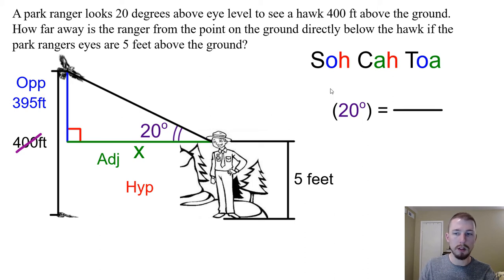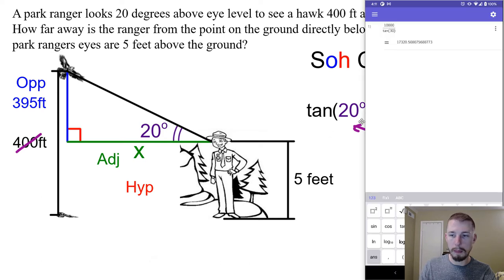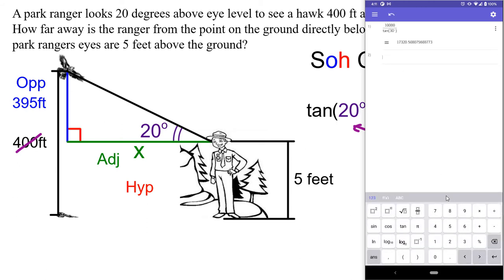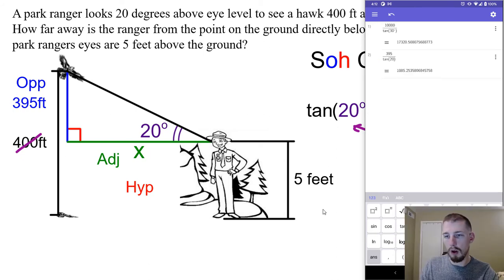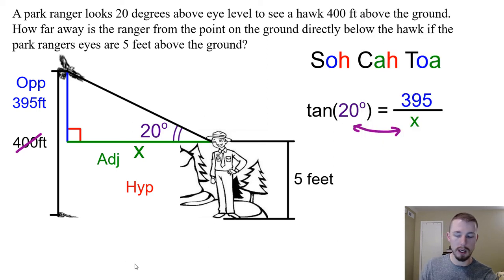So we're relating the opposite and adjacent, which is the tangent function again. So tangent of our angle 20 is equal to 395 divided by x. And then again, when x is on the bottom, we use our shortcut, and we're just going to switch the order of those two. So when we put this in the calculator, it'll be 395 divided by tangent 20. All right, which means that he is 1,085 feet away from the hawk, the point directly below the hawk.